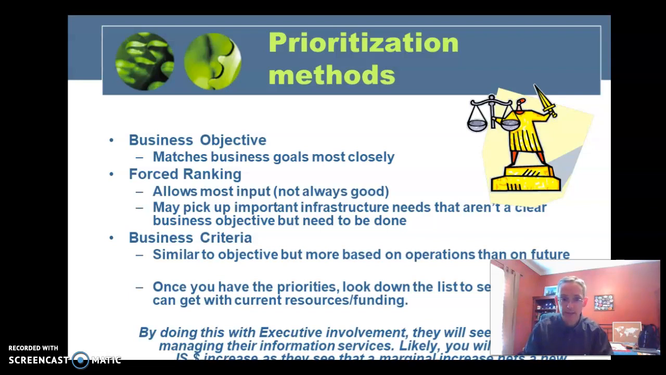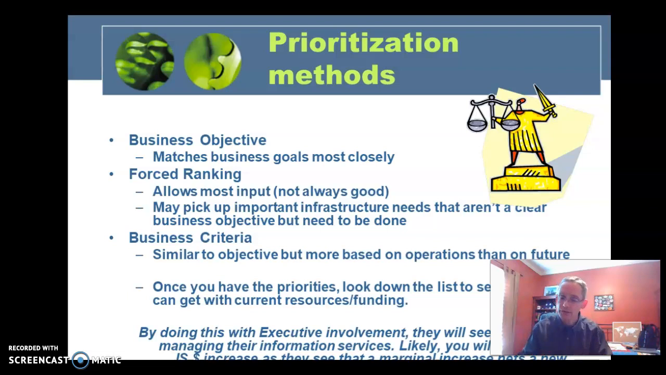And there's business criteria, which is similar to the business objective, but it's going to be based on operations and on the future. So when you get into some of the things like infrastructure investments, sometimes it's harder to tie those directly to your business objectives, but you're going to have things like obsolescence and regulatory requirements that you're going to have to map into business criteria. So you've got to consider some of those things too.